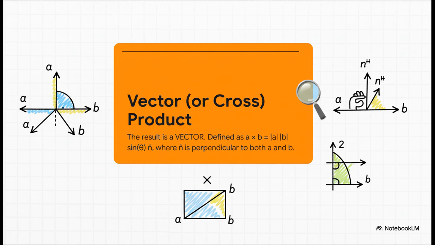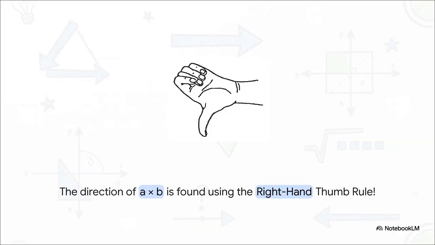Its magnitude involves the sine of the angle, and that little n hat you see, that just means the new perpendicular direction. But wait, perpendicular could be pointing up or it could be pointing down, right? So which one is it?